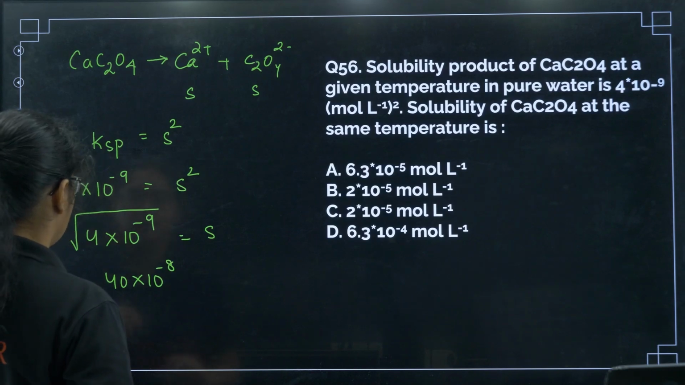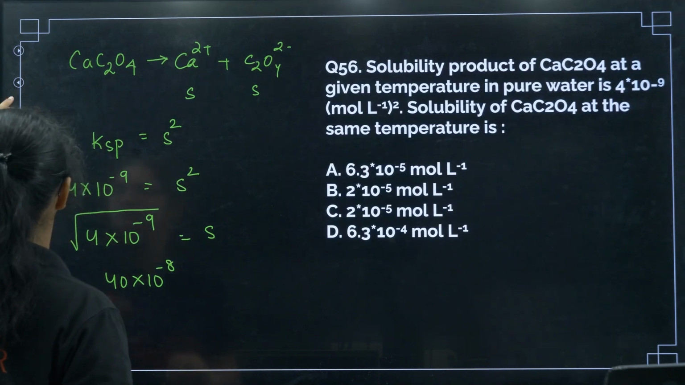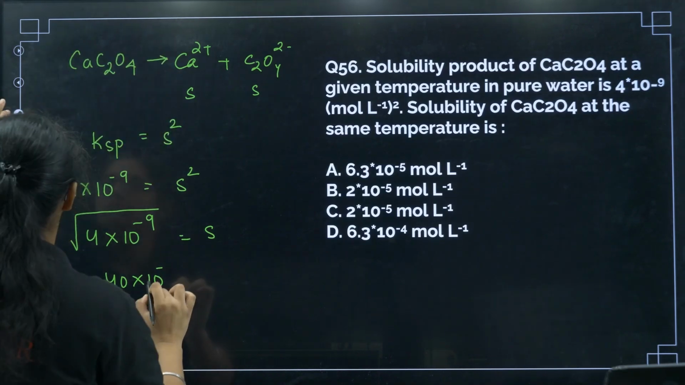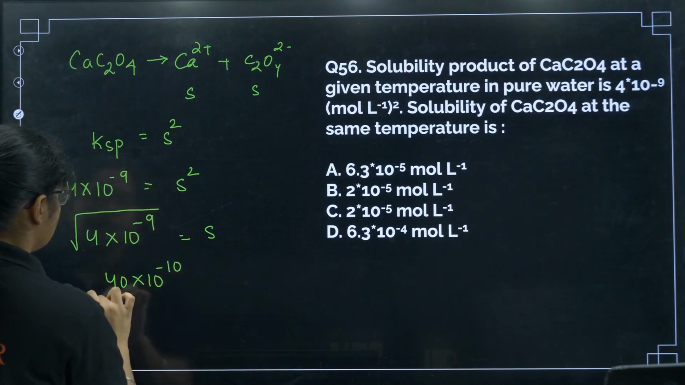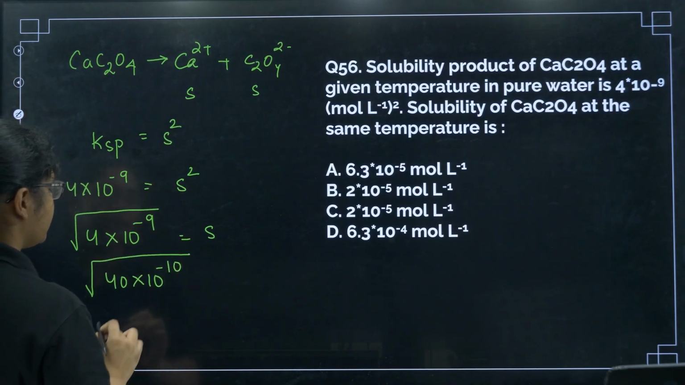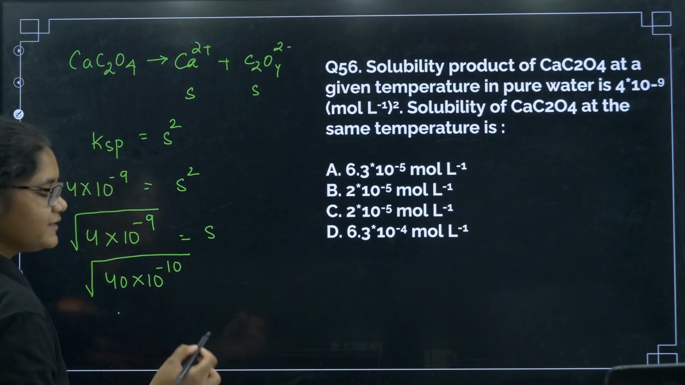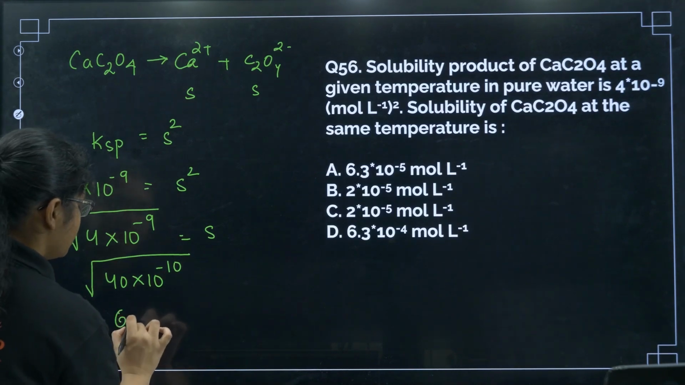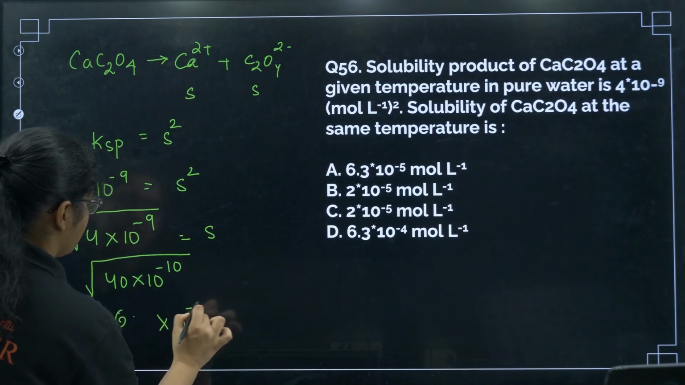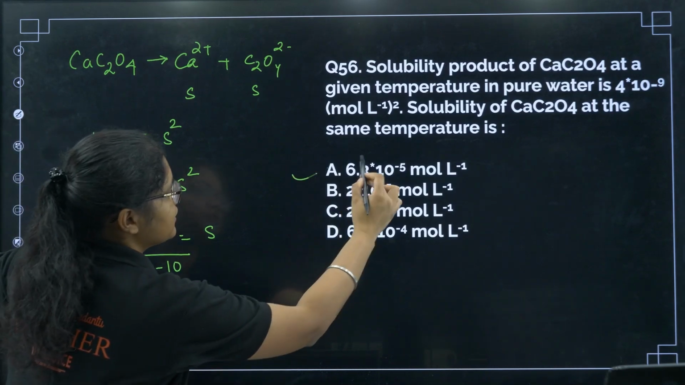Okay, sorry, just a minute, 40 into 10 to the power of minus 10. Okay, so now I can write this. 6 square is 36, right? 7 square is 49. So 6 point something into 10 to the power of minus 5. So that is your option number A.